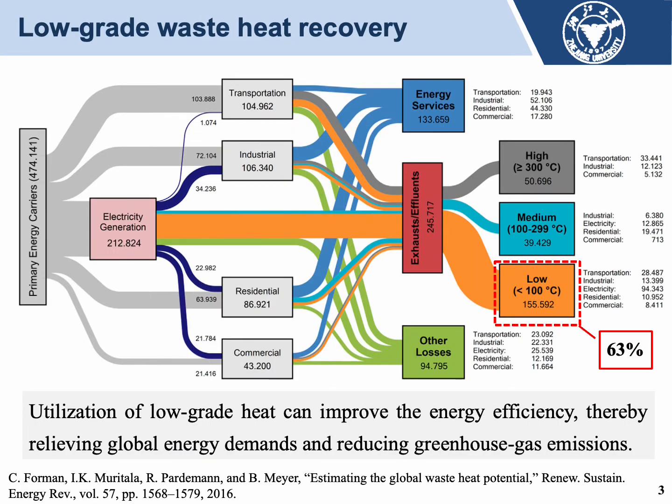Low-grade heat from natural sources and waste heat from industrial processes is abundantly available but not yet effectively used due to its low temperature relative to the ambient environment. Statistical analysis reveals that 72% of the global primary energy consumption is lost after conversion, among which the biggest share of 63% arises at a temperature below 100 centigrade. Therefore, utilization of low-grade heat can improve the energy efficiency, thereby relieving global energy demands and reducing greenhouse gas emissions.